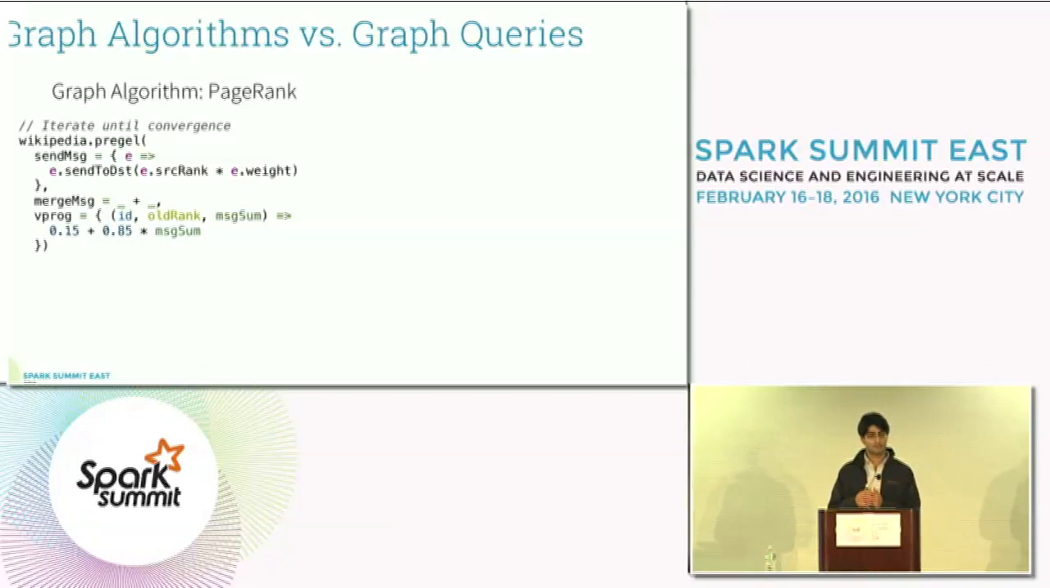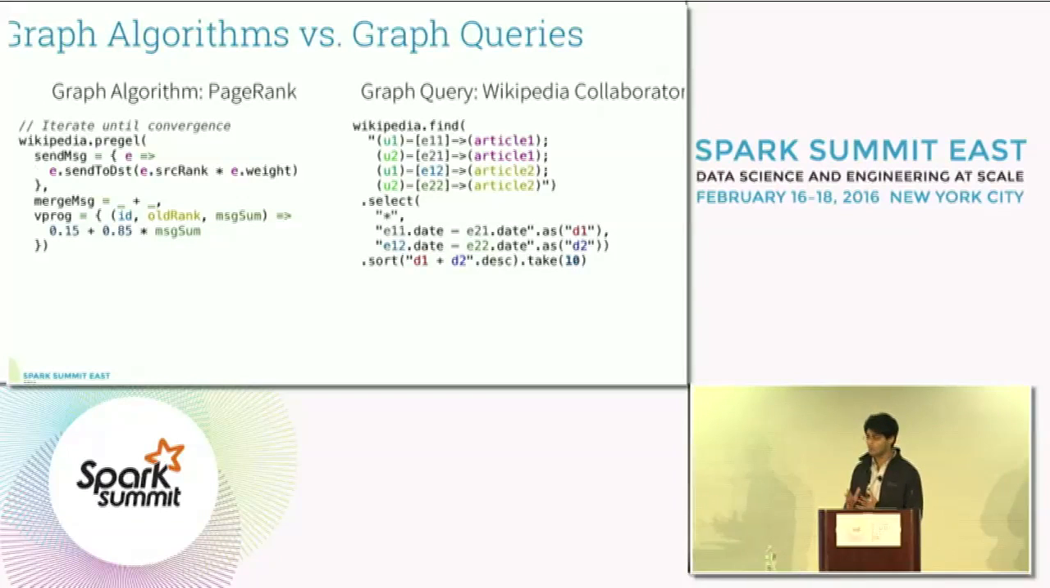So the user just defines, okay, when a vertex sends a message, it'll send it to the destination with a certain value, which is the source rank, the reputation of the source page, inversely weighted by the number of links that it has, which is the weight on the edge. And then these messages are summed up using a second function, and finally the sums are applied to get the new rank of importance by using this vertex program. That's the third function there, and that's just an exponential weighted function. So, okay, that's kind of what these graph algorithms look like.